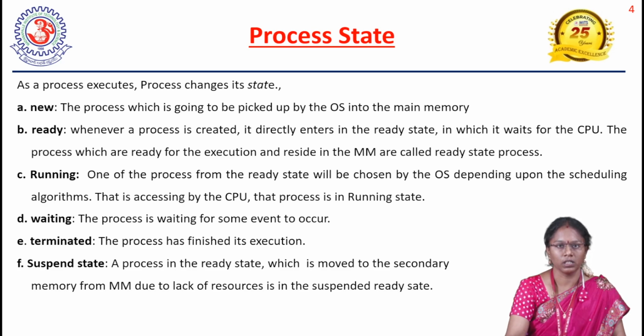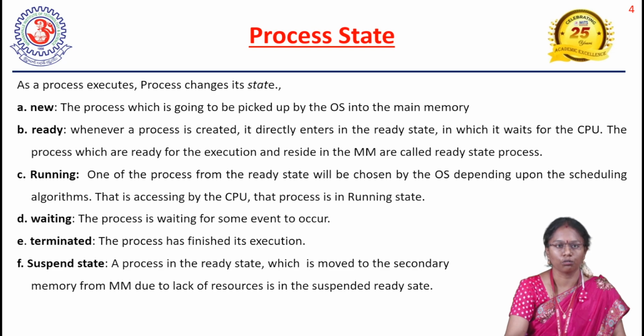It first resides in the main memory, and then when it is ready to execute, it enters the ready state. When the CPU is allocated to it, it will be executed. That means it comes to the next stage, running. Once the process is in the ready state, it is chosen according to the scheduling algorithm and given the CPU, and it is executing, that is, running.